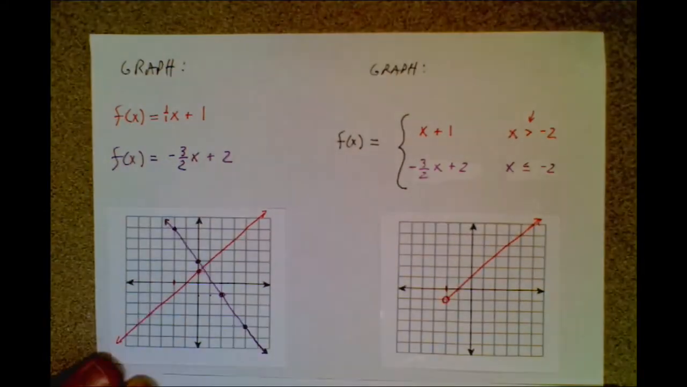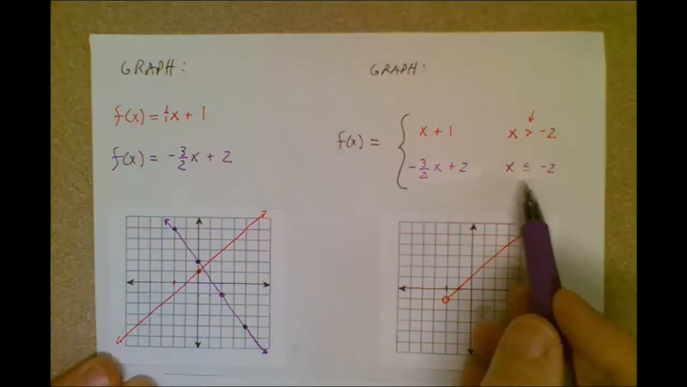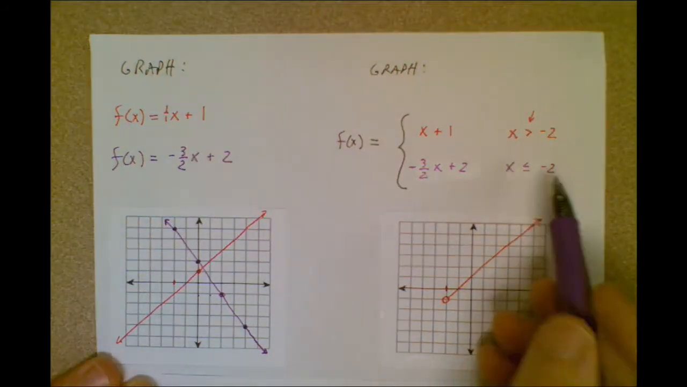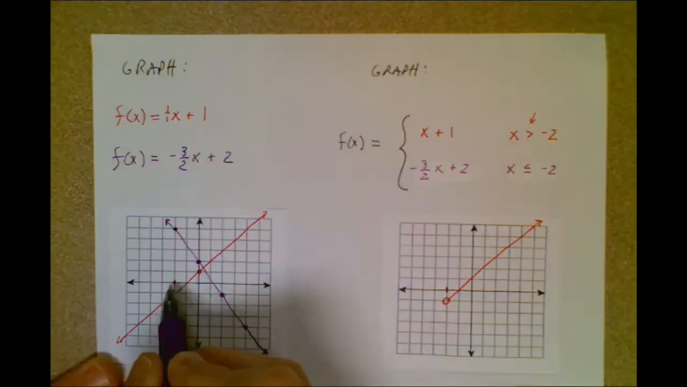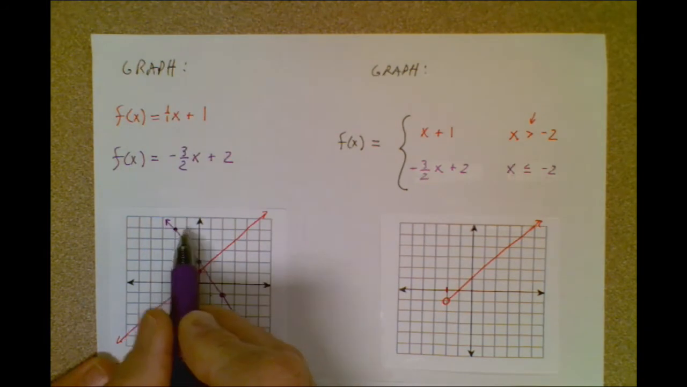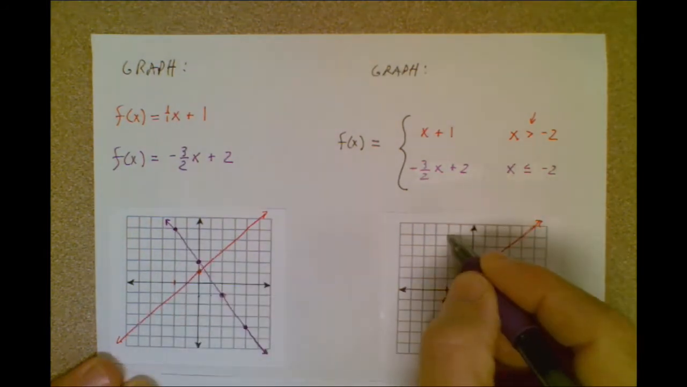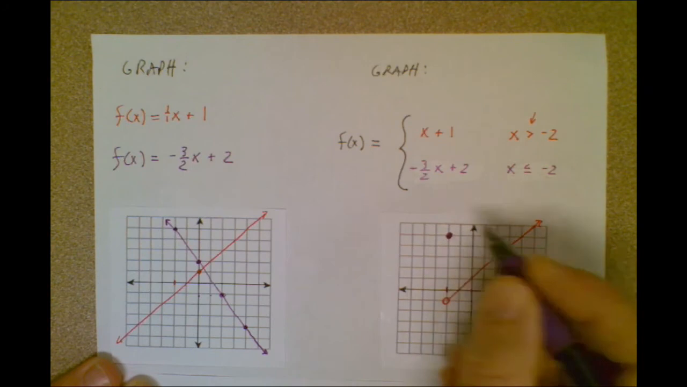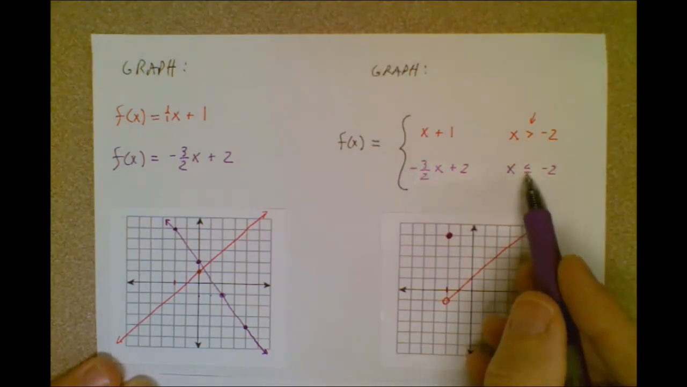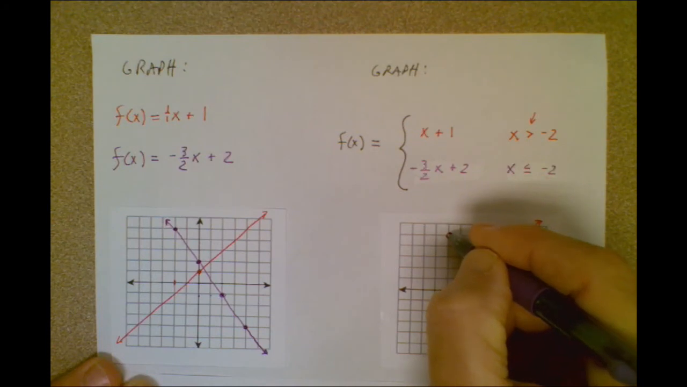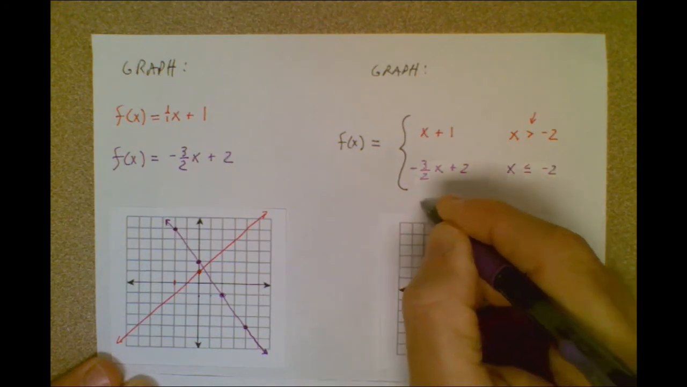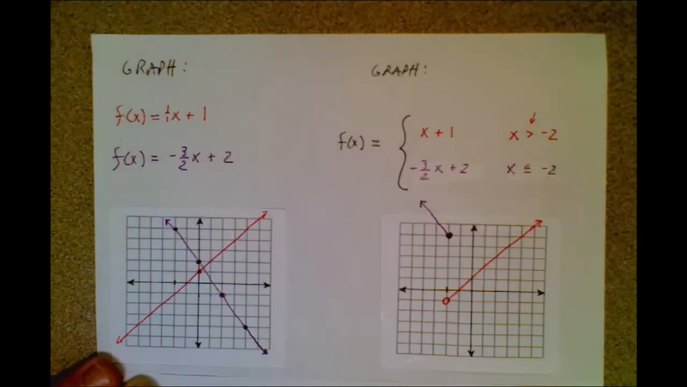Now I'm going to go to the purple one, and for x less than or equal to negative 2, so all values over here, I'm going to draw the purple one. Well, boy, the purple one is way up here at negative 2. It's way up there. I'm going to use a closed circle because it's less than or equal to negative 2, so it's going to include it. And without being precise, I'm going to draw that graph.